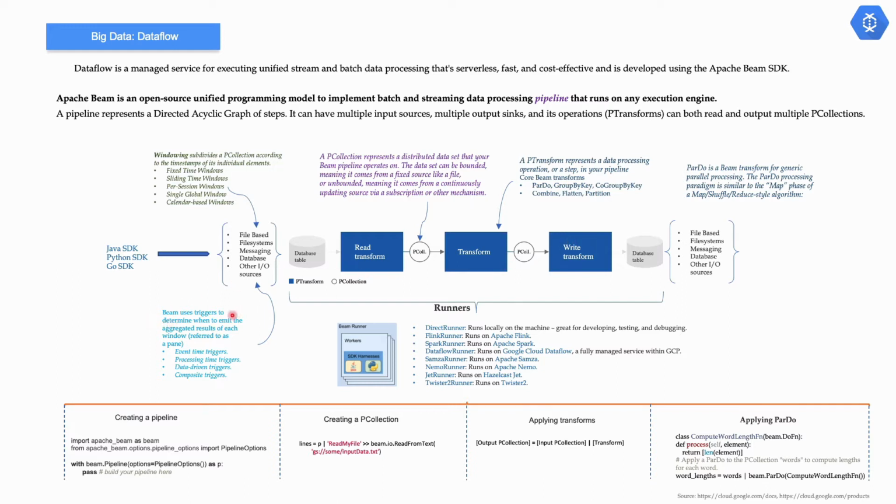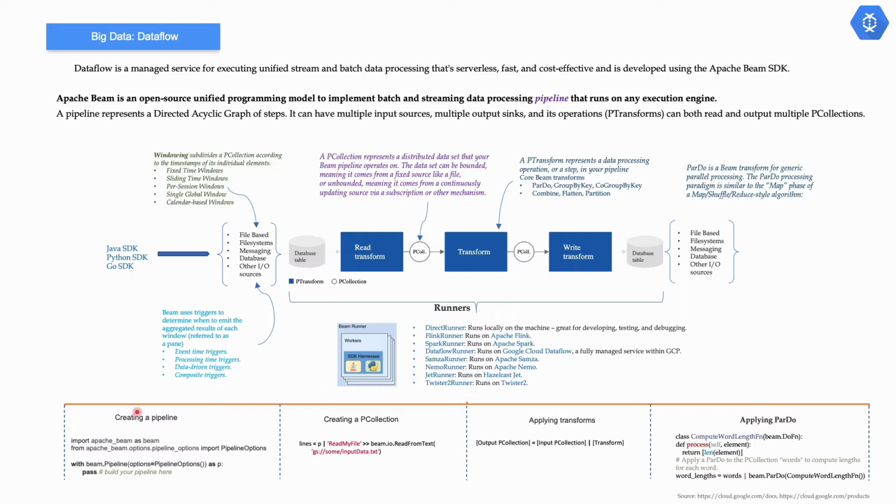Beam uses a lot of different kinds of triggers: event time triggers, processing time triggers, data-driven triggers, composite triggers. It also has a lot of windowing capability to be able to do stream and batch processing at the same time. Examples are fixed time window, sliding time window, session-based, or calendar-based. And you can run Apache Beam pipelines on different kinds of runners. You can run it locally on your machine, or use Flink, Spark, Dataflow, and other runners.